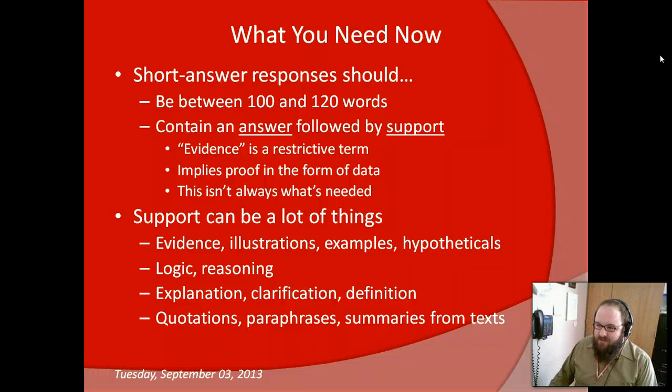And so I like to use the word support to just kind of broaden that box for you a little bit, because what I don't want you guys doing is always looking for a quote, because that's not always what's called for. Sometimes you just need to explain yourself. Sometimes you just need to illustrate it with a hypothetical example, and that doesn't always fit into the very narrow structure that you've been taught for the STAR exam.